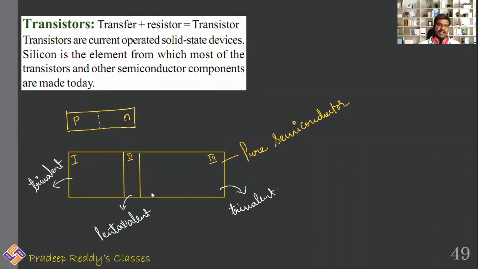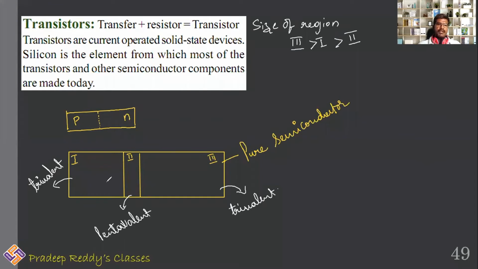So we are doping a pure semiconductor which is made into three different regions such that the regions are uneven. The size of region 1 is slightly greater than the size of region 2. The size of region 3 is greater than the size of region 1 and region 2. So the size of region 3 is greater than 1, which is greater than 2. And we are doping with trivalent, pentavalent, and trivalent impurities.